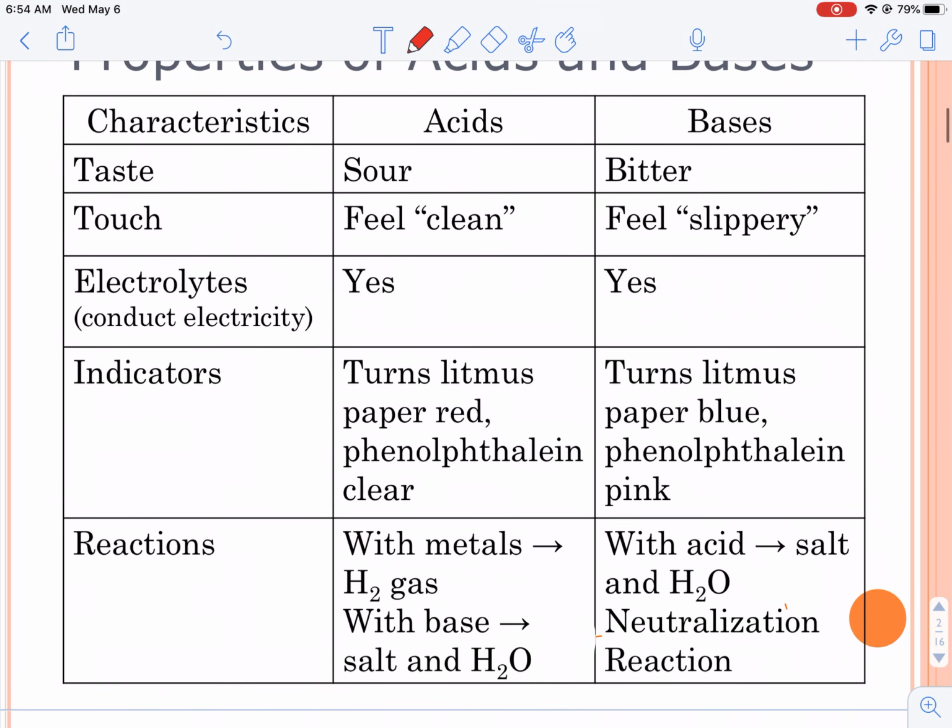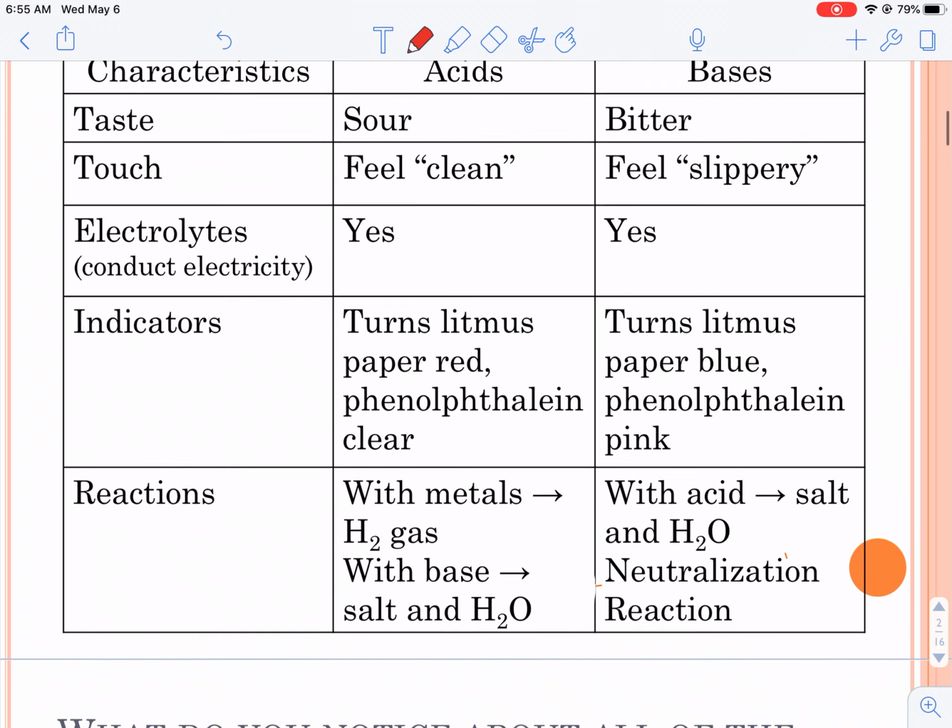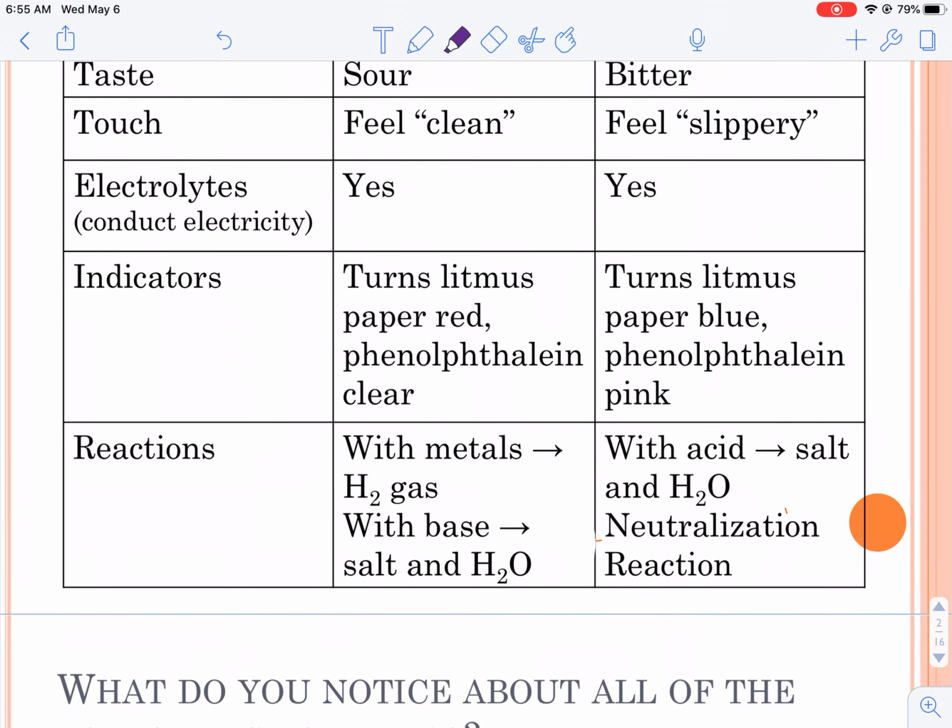A base is going to be bitter. It's going to feel slippery, like soap. It's an electrolyte. It turns litmus paper blue and phenolphthalein pink. And when a base reacts with an acid, it's the exact same reaction. It's going to get salt and water. When acids and bases combine, they form neutralization reactions.